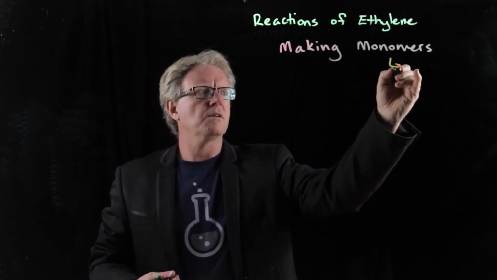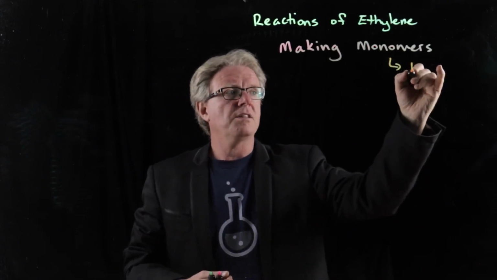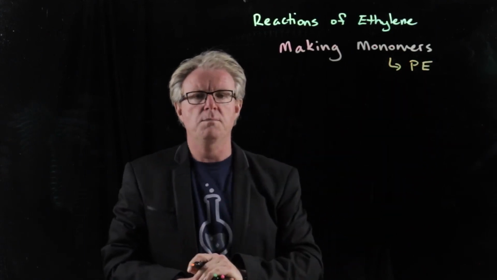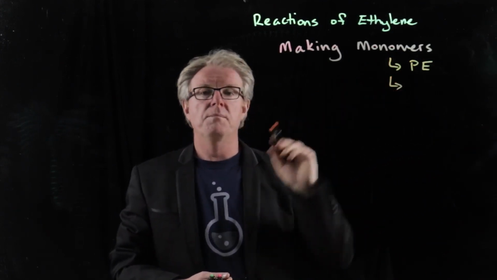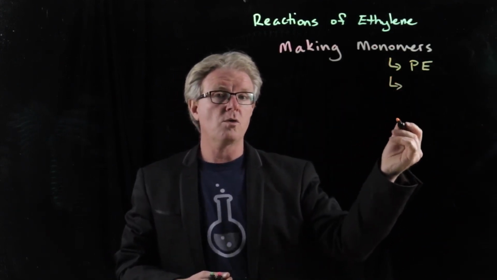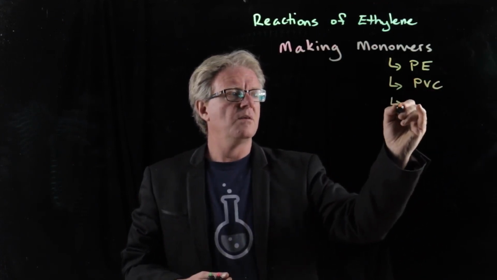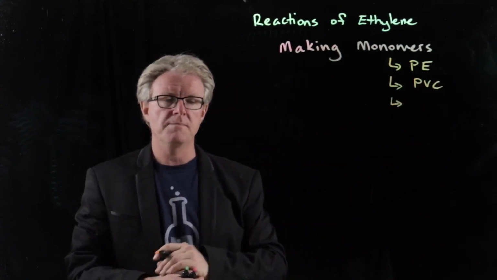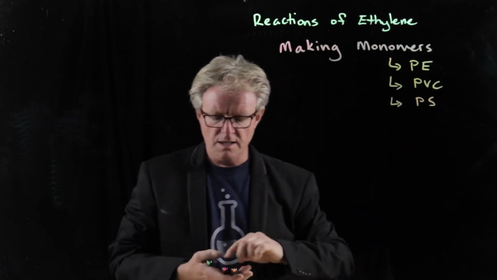And the monomers we're going to be looking at is ethylene itself. That will then go to make polyethylene, right? So plastic bags, Glad wrap, etc. It goes to make another monomer called vinyl chloride, and that goes to make PVC. So we're going to look at these. And then we also make another one called styrene, which goes to make polystyrene. So let's check these out.